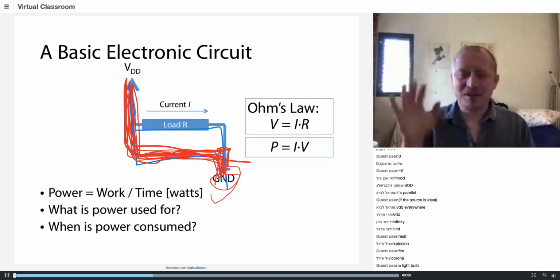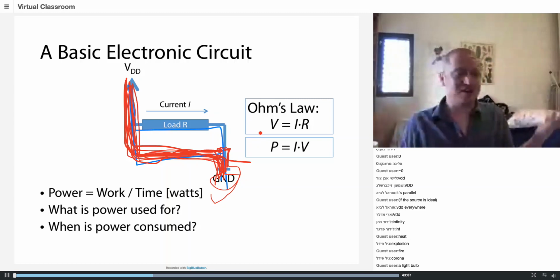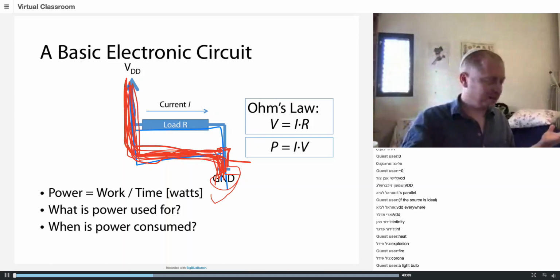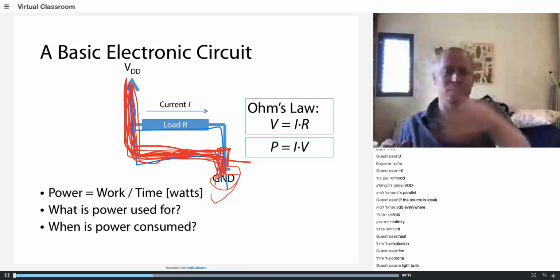But what you can also see here is that the device you're trying to power, the load here, is not going to get any kind of electricity supply. It's not going to get anything because all of the electrons are going through the short circuit.